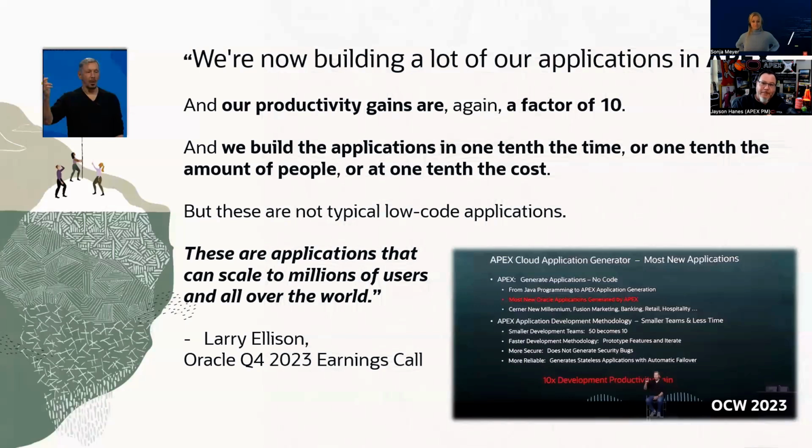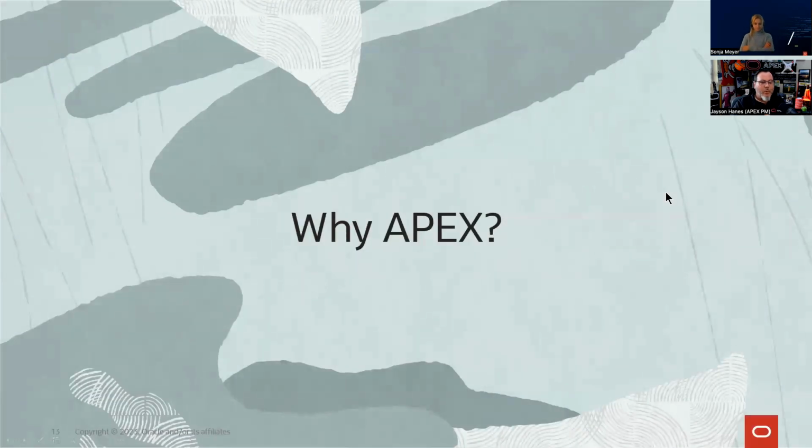And if you were to play with Apex for long enough and get good at it, you would see the fruit. You would see the evidence of this very, very quickly. But why Apex? Why does any developer care?